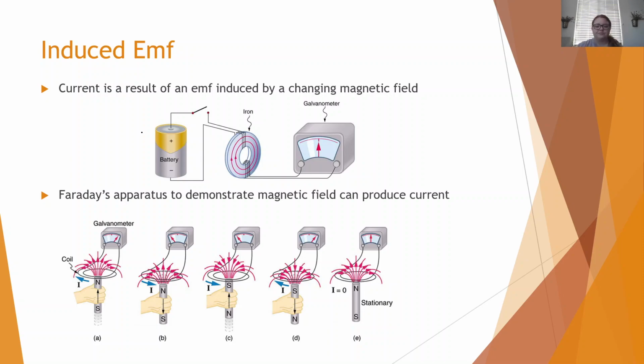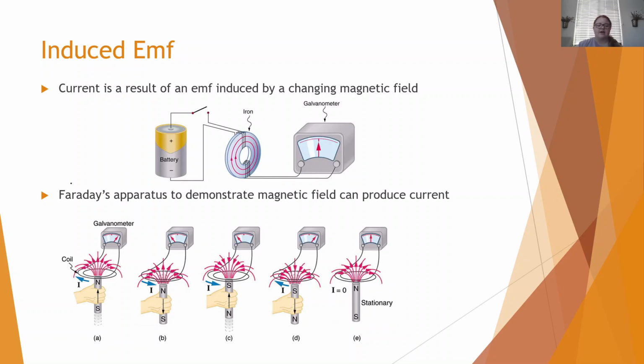So we have this simple apparatus that was created by Faraday, and it demonstrates that the magnetic field can produce a current. We have a galvanometer, and we have iron, which would be where the current is flowing and connected to a battery. So we have something that is generating our flow of current, our magnetic field, and therefore our flow of current.